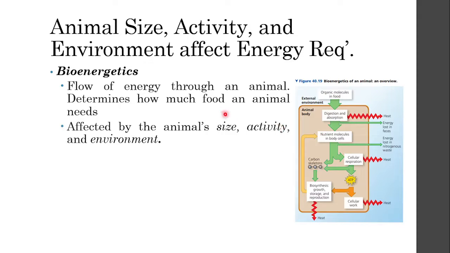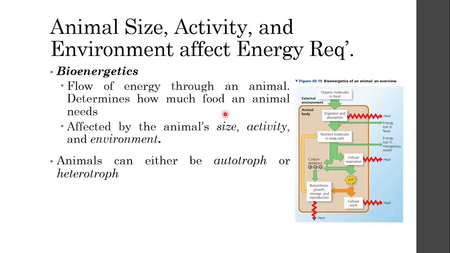In the whole process of bioenergetics, animals can either be an autotroph or a heterotroph. We've discussed this. Autotrophs, from the term itself, create their own food, while heterotrophs, like humans ourselves, are animals that need to consume other products or other species in order to get the nutrients and the organic food molecules they need in order to create ATPs.